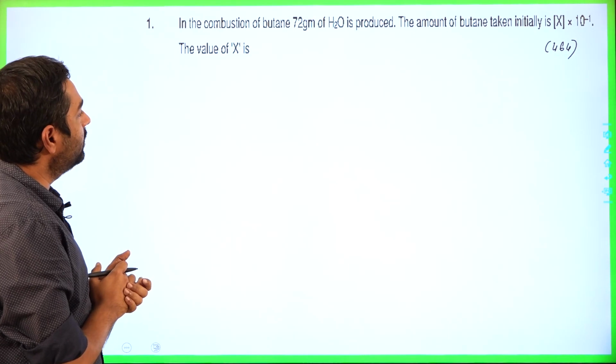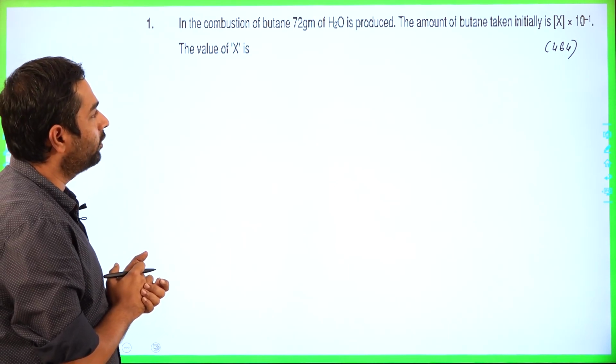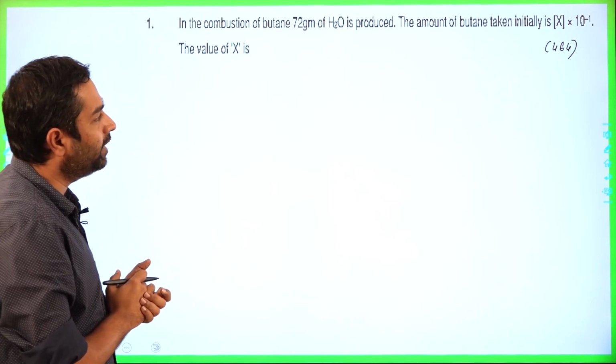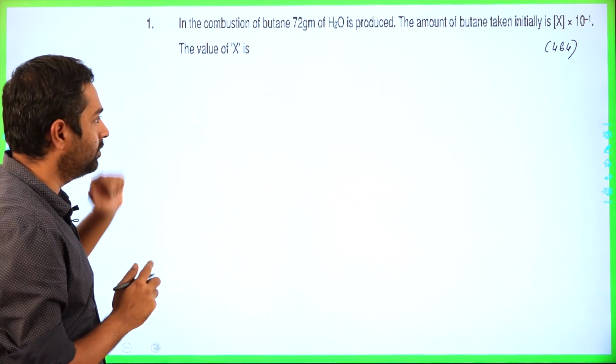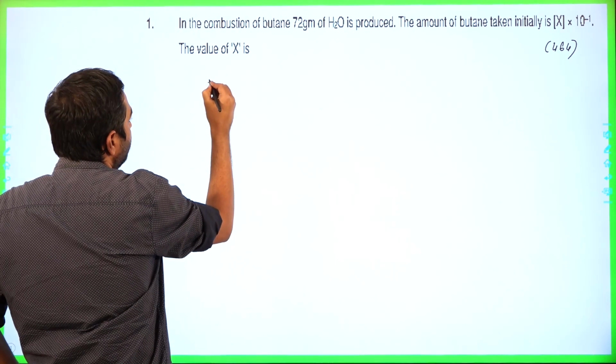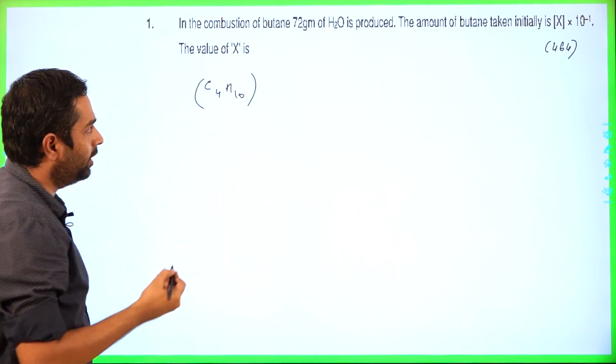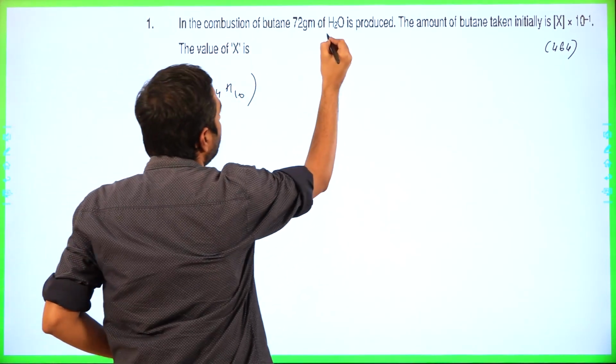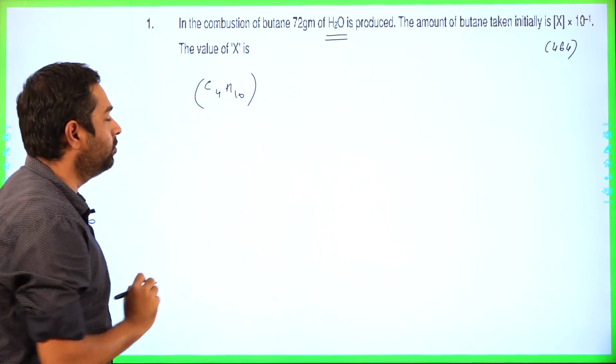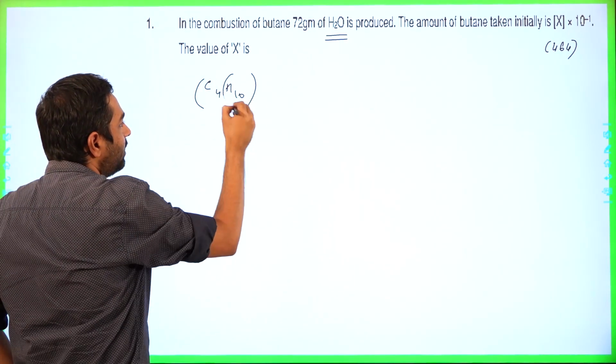This is the first question. In the combustion of butane, 72 grams of water is produced. The amount of butane taken initially is going to be how much? So butane is going to be C4H10. So when I'm going to be considering C4H10, they are telling you that the amount of water produced is going to be 72 grams. There are 10 hydrogen atoms in this guy.